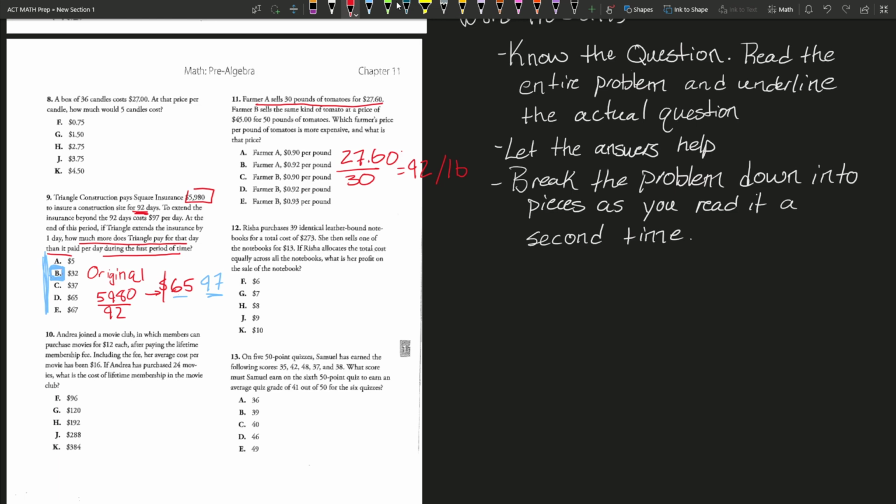Okay, so then we have to do the same thing for farmer B. So it'd be $45 per 50. When we do that, we get 90. All right, so our question is which farmer's price per pound is more expensive? And that'd be farmer A. All right, so we can eliminate C through E. And that price is 92 cents. Questions on number 11.